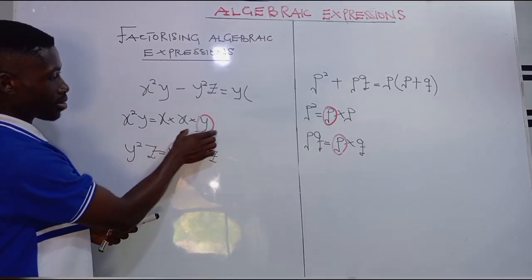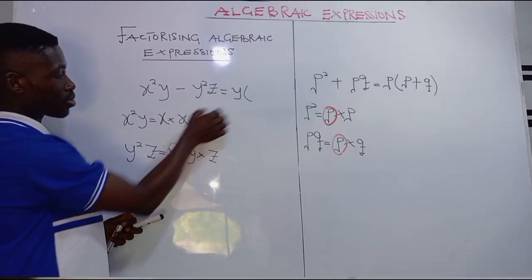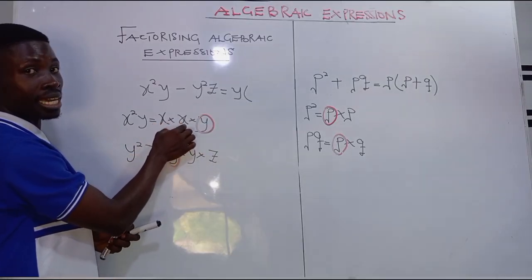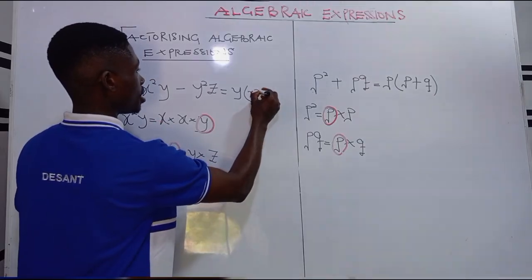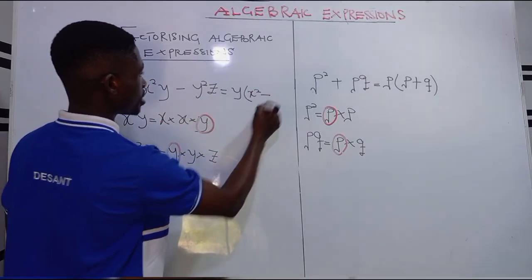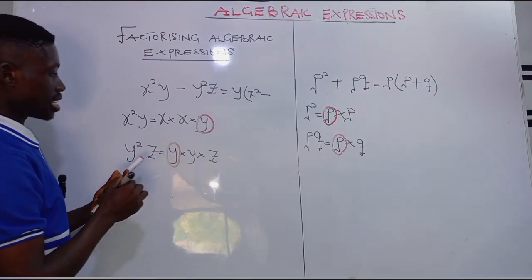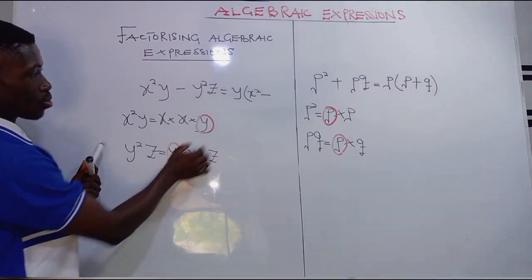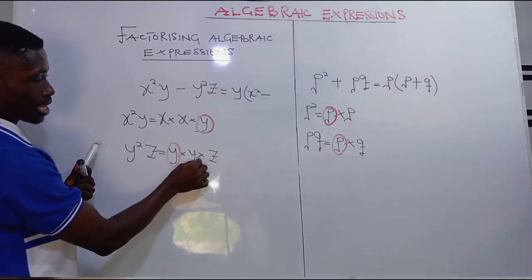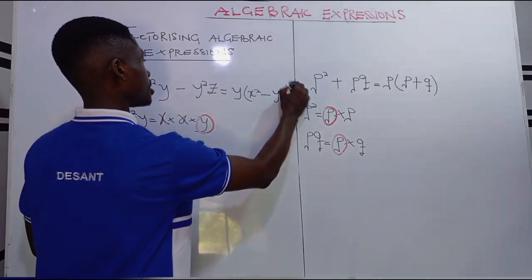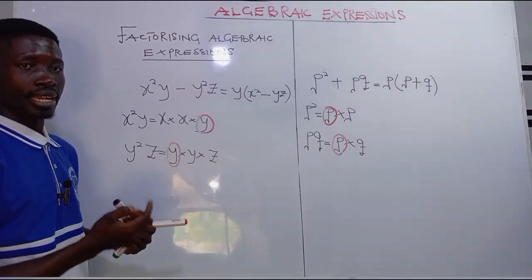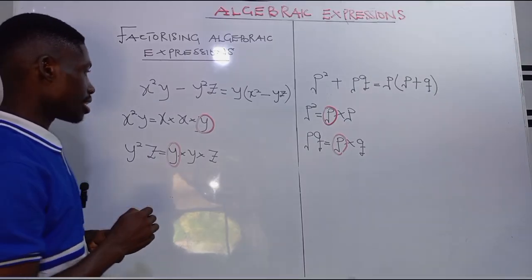So looking at this, after writing this y out, we are left with what? s times s, and that gives us s squared. So we have s squared, then we have our minus. Then move on to this term. So after bringing this y out, we are left with what? y times z. And that gives us what? yz. I guess you are following. Let's take another example.